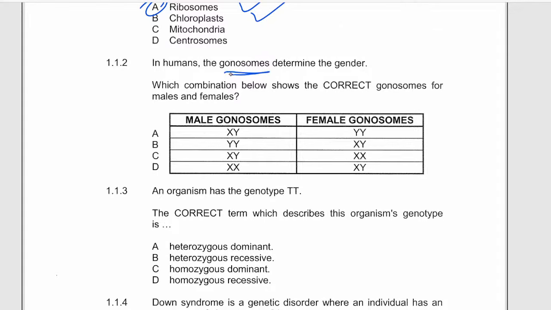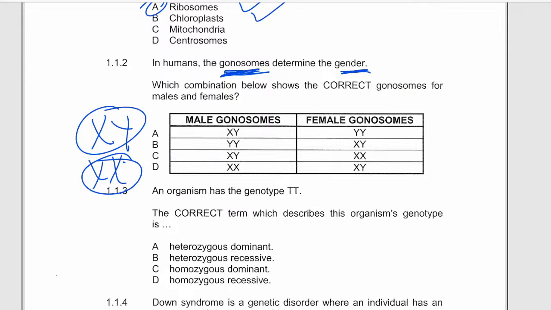In humans, gonosomes, remember these are sex chromosomes. Gonosomes determine the gender. Which combination below shows the correct gonosome for male? You know that males are X and Y, while females are XX. So you are looking for that. If you come there, you see that X and Y is C and A, while XX is C. So this one, because it has no XX, is ruled out. So the most correct answer becomes C. So you get your 2 marks in there.